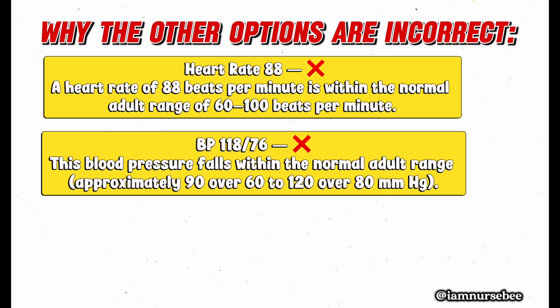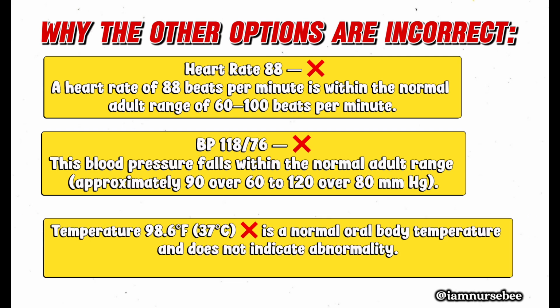BP 118/76. This blood pressure falls within the normal adult range, approximately 90/60 to 120/80 mm Hg. Temperature: 98.6 degrees Fahrenheit, 37 degrees Celsius is a normal oral body temperature and does not indicate abnormality.